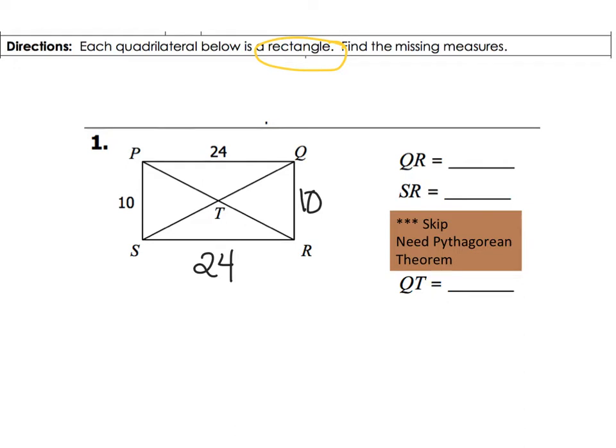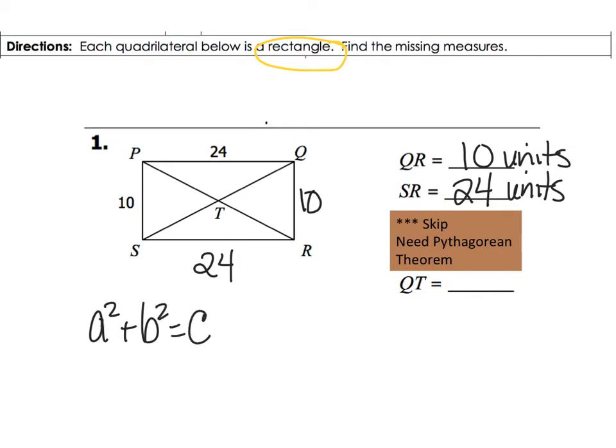Now let's go over here and fill in what we can. QR is 10 units. S to R is 24 units. The next two, we would need the Pythagorean theorem. Not sure if you remember that from Algebra 1, but we're going to skip it for today. If you want some enrichment, you definitely can ask your teacher how to incorporate that. QT, we would also need the Pythagorean theorem, so we are going to skip that one.